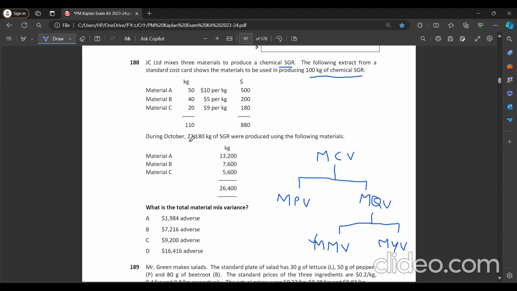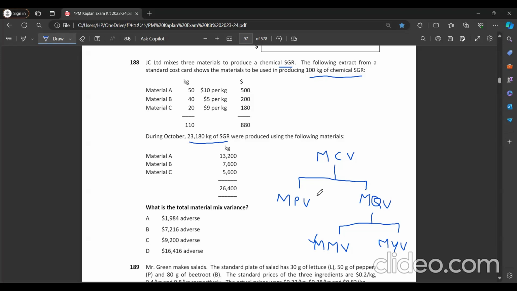Continuing in this question, it says that during October, 23,180 kgs of SGR were produced using the following material. So we see the actuals that have happened. The actual production is 23,180 kgs of SGR, and the cost structure is also given. We are asked to calculate the total material mix variance.